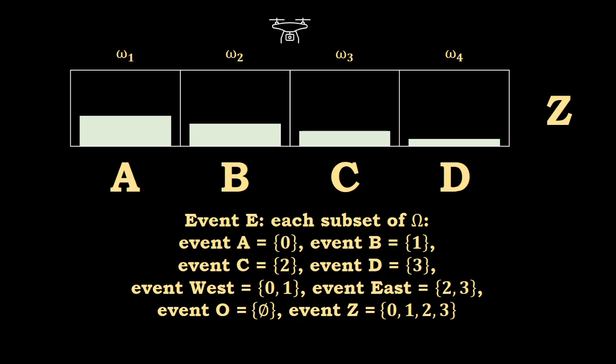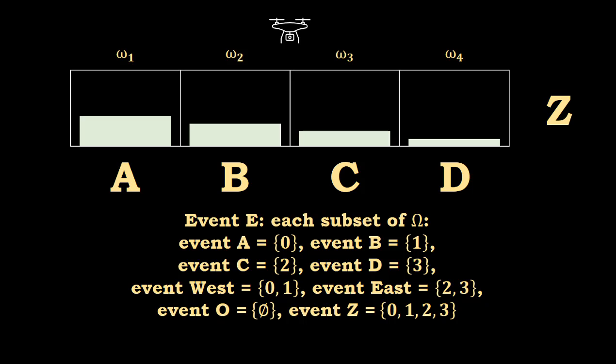Or we call it event West when the subset is 0, 1. So basically that means that the drone lands in A or B, or in omega 1 or omega 2. And event East is when it lands in 2 or 3, or omega 3, omega 4. Event O we call the empty set. So basically that the drone doesn't land in any area of this sample space. So we are going to give that a probability of 0.